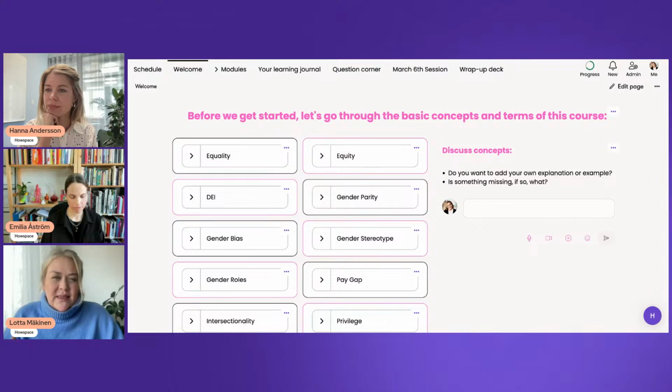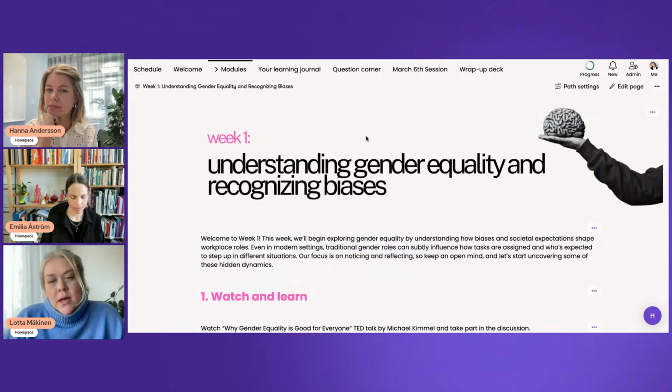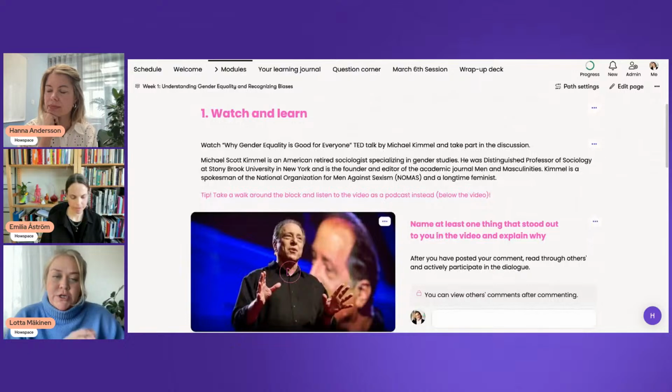So we designed each module to take about 20 to 30 minutes each week. And we can dig deeper into the module structure. So basically, we always had a watch and learn part, where we had a video of a very good speaker talking about the phenomena or the topic on a general level, raising the topics and educating us about the phenomena.